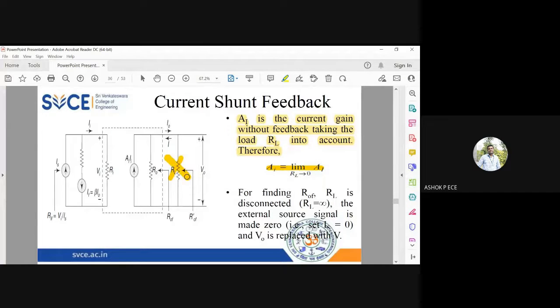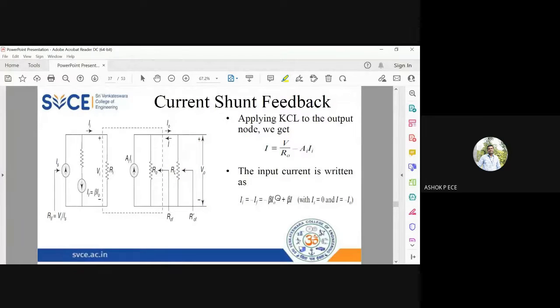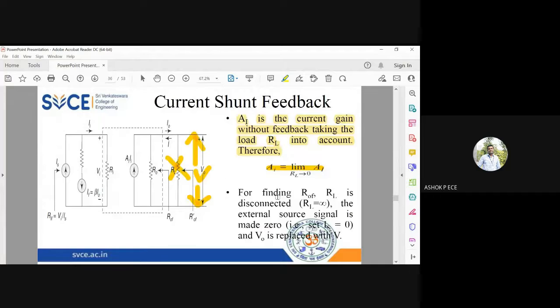Remove this load, apply an external voltage capital V, and the external source Is is removed. Is equal to 0, and the meaning is there is no current. So this is open circuited. Is equal to 0 means the current is not there. When current is not there, it is open circuit. So this part of the circuit will not be there.